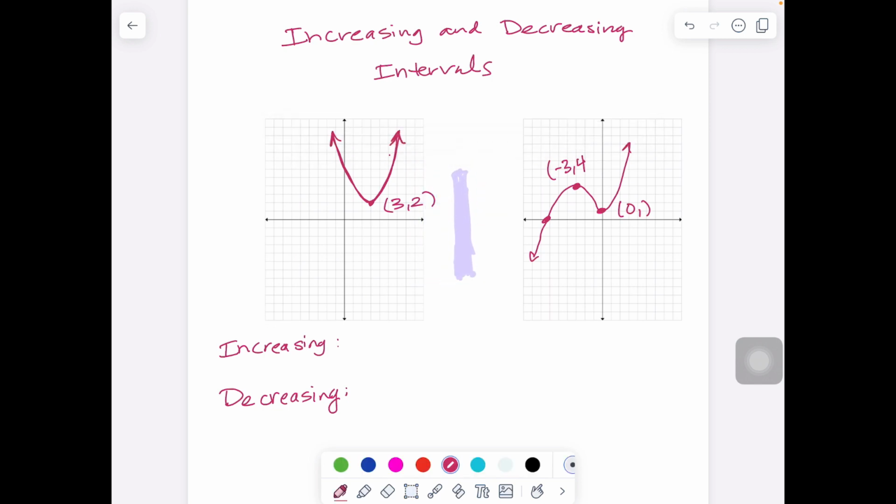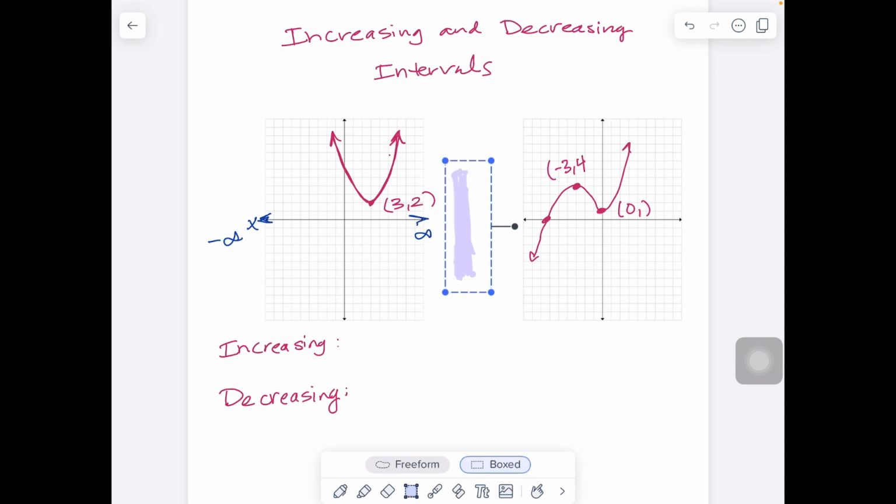Another thing to keep in mind is this is our x-axis, of course. The arrow over here means it could go to negative infinity, and the arrow over here means it goes to positive infinity. So we want to keep that in mind.